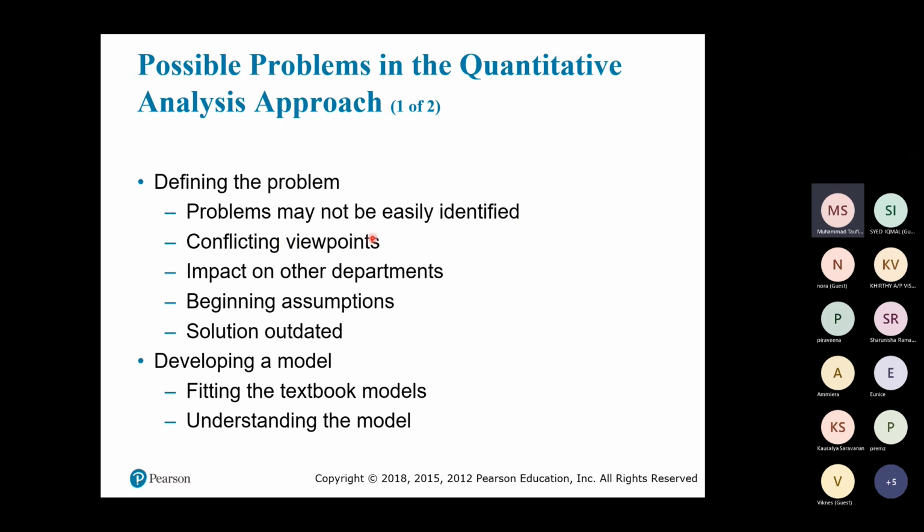And then conflicting viewpoints. If you have a team, maybe some people are not agreeing with each other, so it's not easy to find agreement between the team members. Then the impact on other departments, and beginning assumptions. You just make assumptions that are not based on real data, and then your solution is outdated. These are some of the common problems in defining your problem.